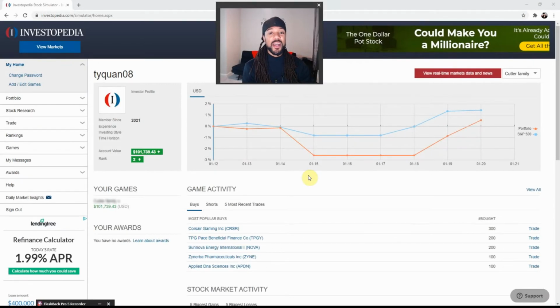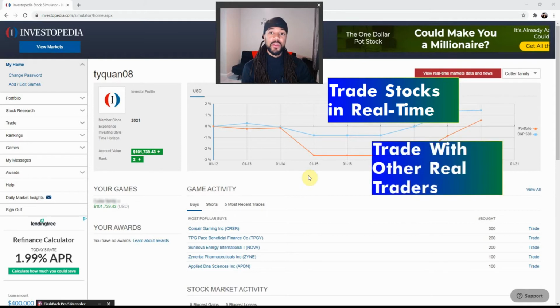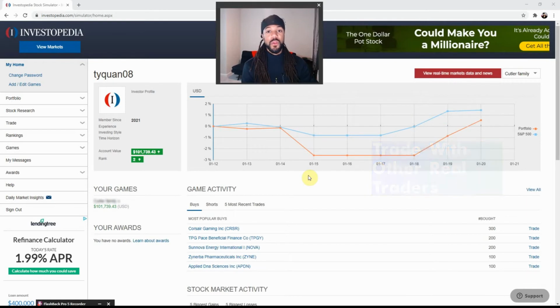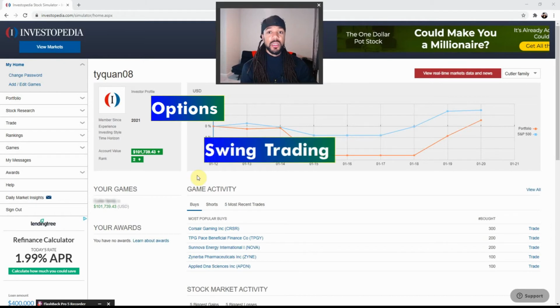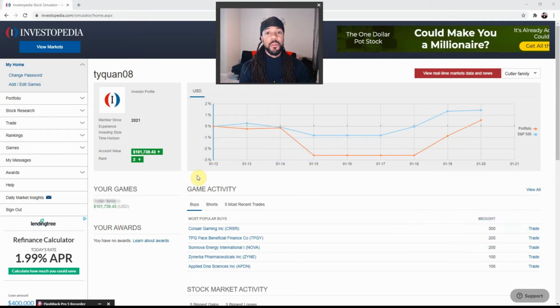What I want to show you guys is the Investopedia Stock Simulator game. In this simulator, you can buy and sell stocks in real time and have others in games with you so you can invest and trade in a community. You can also practice trading options, swing trading, day trading, and long-term investing. And this is all free of charge. You don't need to sign up for a brokerage account. You don't need to give anyone your social. You don't have to do anything but sign up with your username and password.